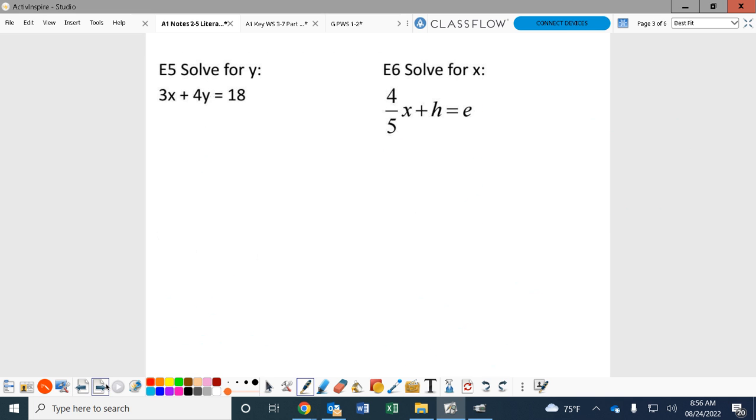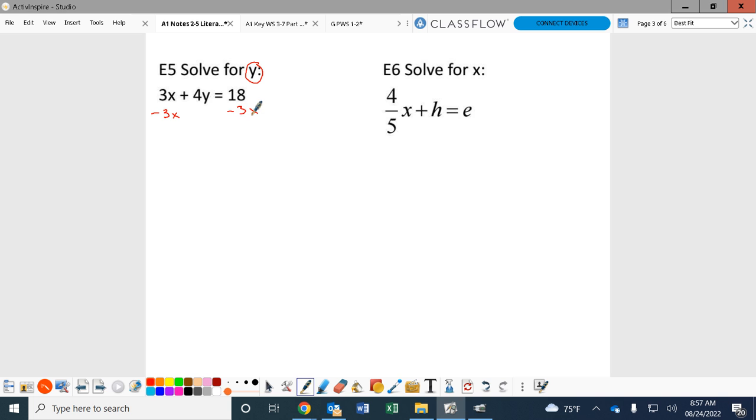For the next one, we're trying to get to y. This problem is very much a slope-intercept form problem. It's actually going to look like a slope-intercept form problem. So, guys, when you have this problem, we're solving for y. We want to get y by itself, so we need to move the 3x to the other side. It's positive. To make a positive move to the other side, we're going to subtract it.